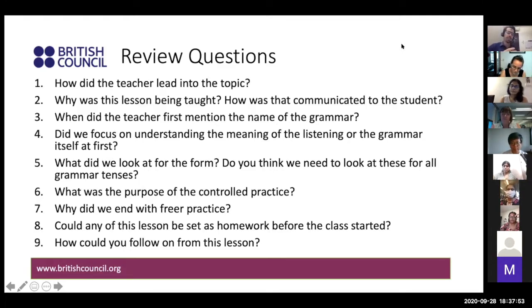Okay, so first we made sure they understood it. And then after that, we looked at the grammar itself. Thank you, Huimin. Okay. Sorry, can you give an example of how you focused on the meaning?